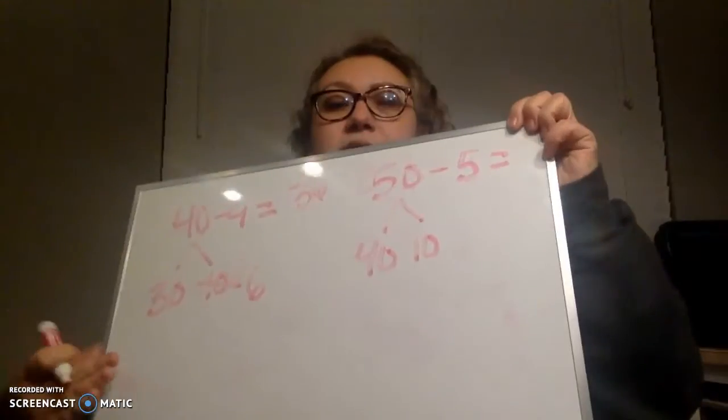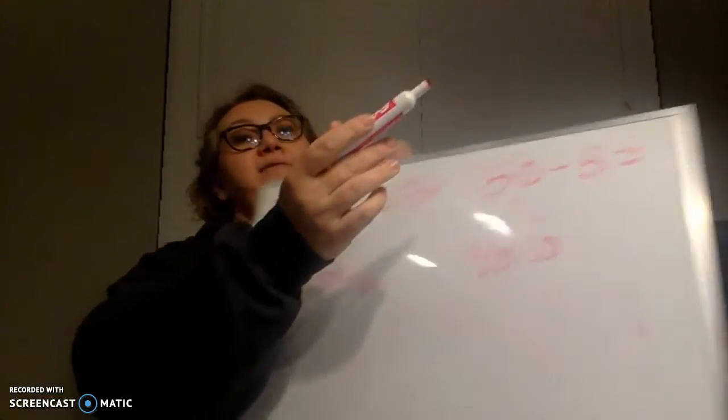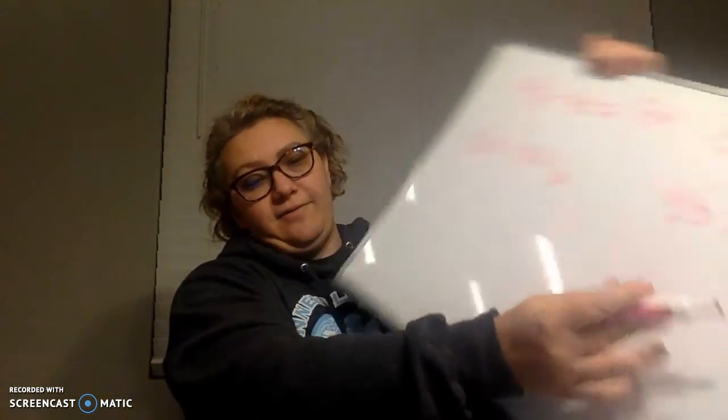Okay, let's do 50 minus 5. So 50 is going to be broken up into 40 and 10, because 40 plus 10 equals 50. We still have this 5. So we're going to go 10 minus 5 equals 5. So we turn that 10 into 5. And then that gives us our answer down here, 45.